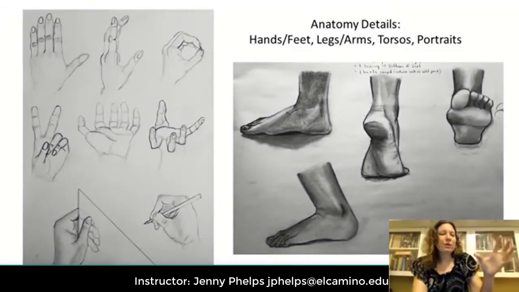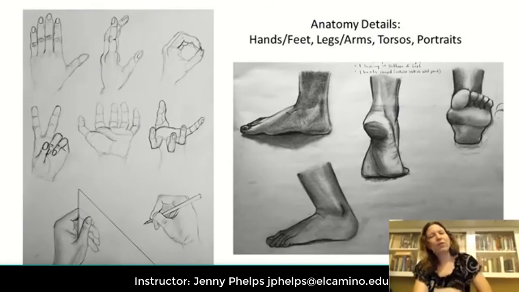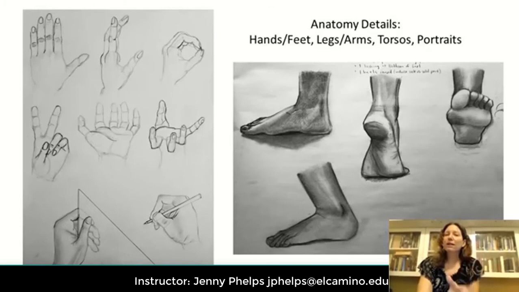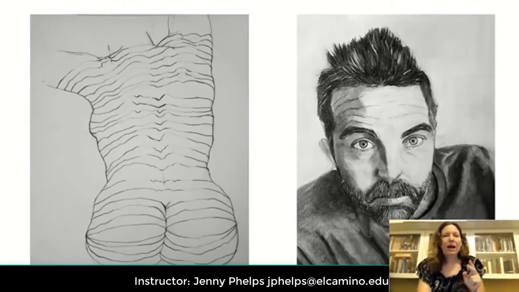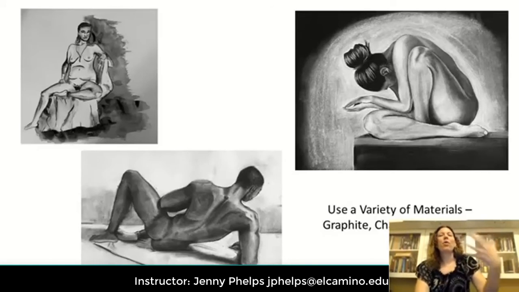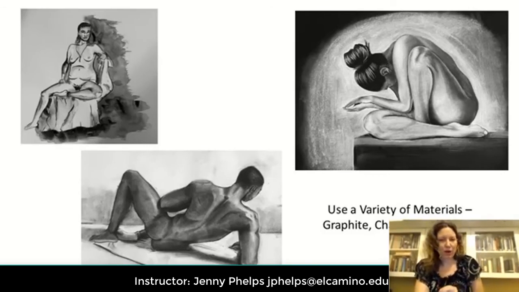Once we've got the basics of the human form in, I go week by week and we learn about all of the different specific anatomy details of the body. So we cover things like hands and feet, legs and arms, torsos, portraits, and so that way you have the opportunity to explore all of those little details and then pull them back into fully completed, really refined figure drawings.